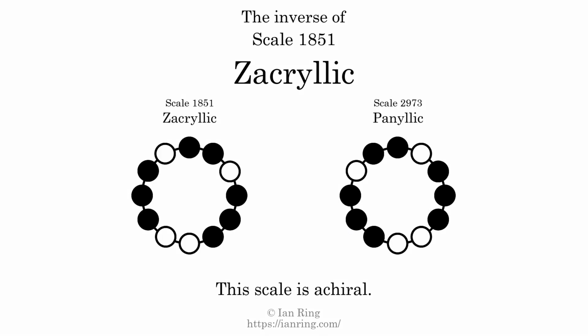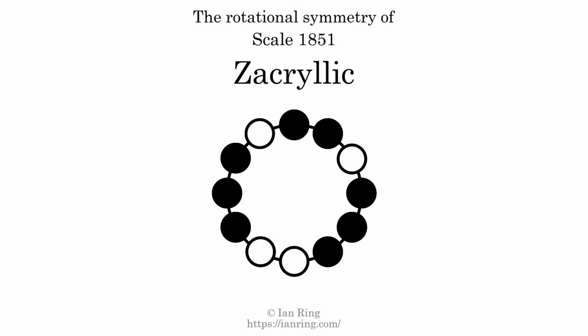The inverse of a scale is a mirror image. It is what you get when the sequence of intervals is reversed. The inverse of this scale is scale 2973, also known as Penilic. This scale is achiral, since it can transform into its own reflection by a rotational transformation. This scale has no rotational symmetry.